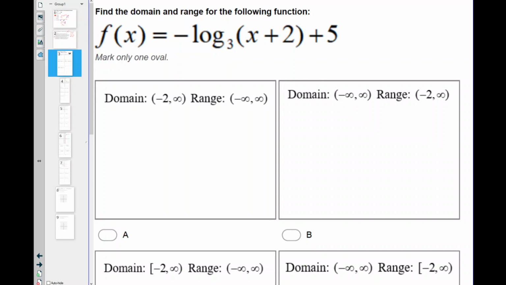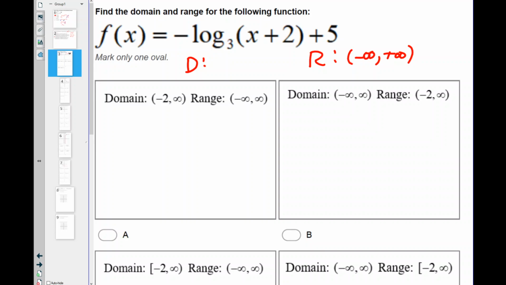All right, find the domain and range. So what do domain and range depend on when it comes to exponentials and logs? Yes, the asymptote. What do we know about logs? Regardless, as long as it's a logarithmic function, we know the range is going to be all real numbers. But the domain is going to be affected by the asymptote.